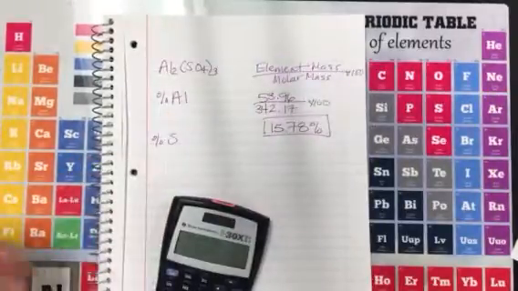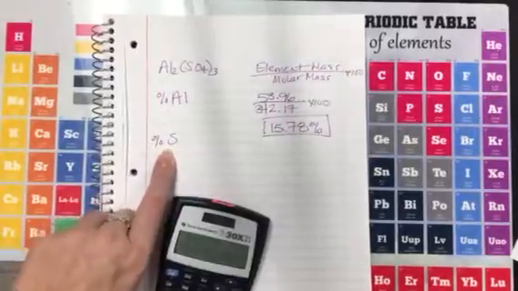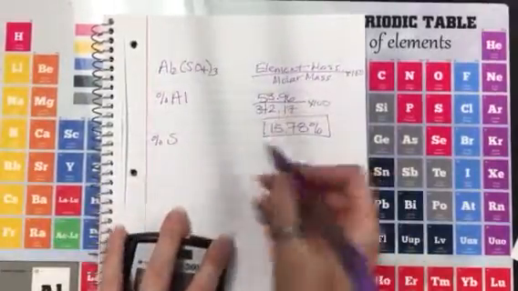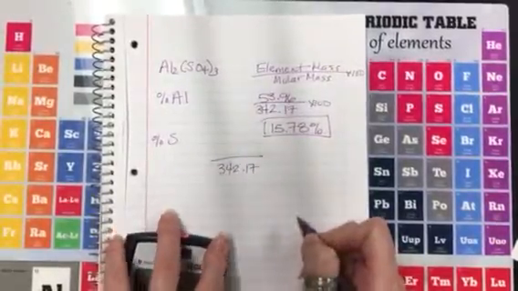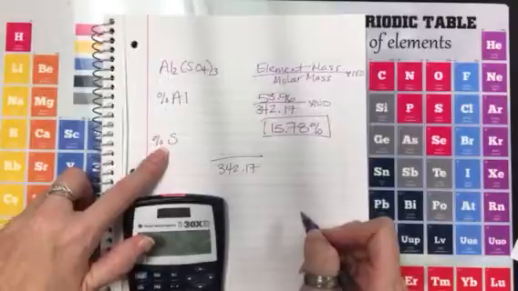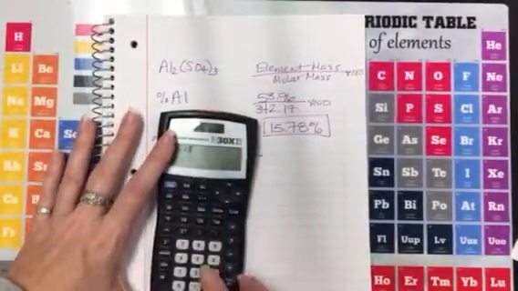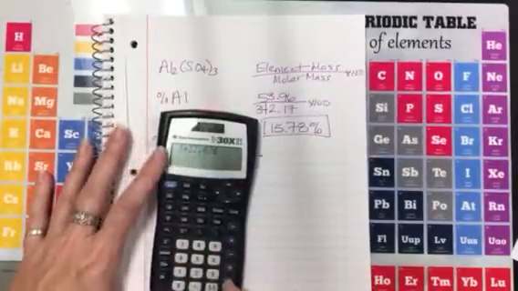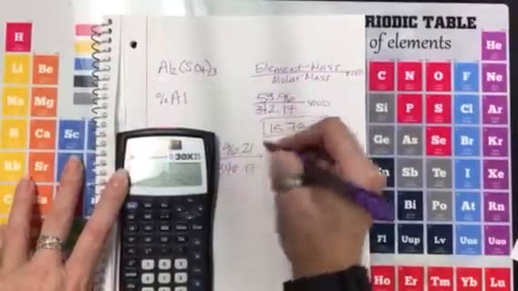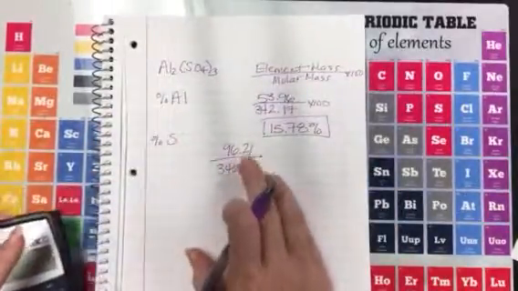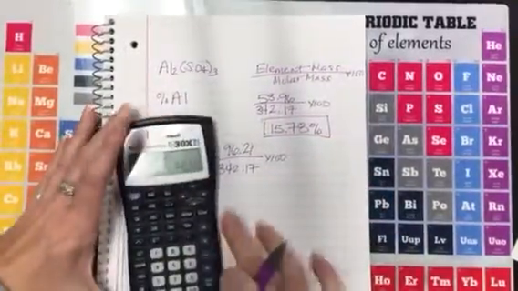Now if they asked us another problem where they wanted to know the percentage of sulfur, we would do the same process. We find the molar mass, which we already have right here, 342.17 grams per mole. Now we need to know how many sulfurs there are, which is 3. The 3 sulfurs has a mass each one of 32.07. So we get 96.21 grams in each mole made up of sulfur. So again, we divide them, times it by 100.